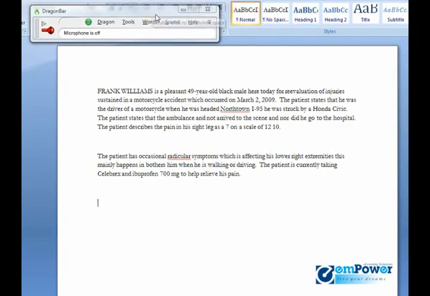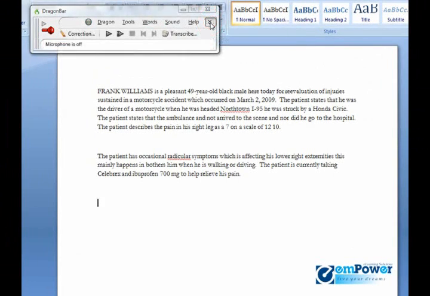So, let's go to our Dragon bar. We will open up the Extras toolbar, and here's our correction button. Simply place the cursor wherever you want to, and press playback.